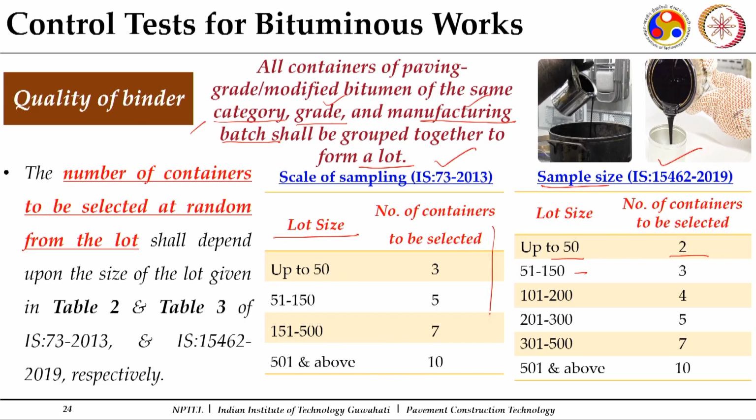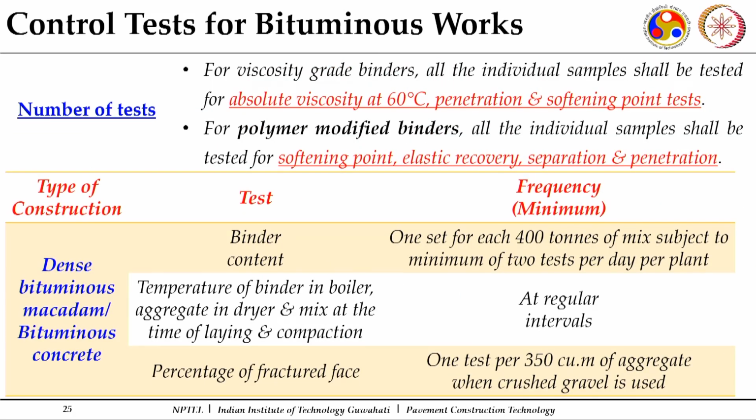So, it says how many containers need to be picked up specifically for these binder grades, and on these containers what are the specific tests which need to be done. For neat binders we do absolute viscosity, penetration and softening point tests, and for modified binders, polymer modified binders, the tests mainly done are softening point, elastic recovery, separation and penetration test. So, these are some of the tests which are recommended by IS 73 and IS 15462.